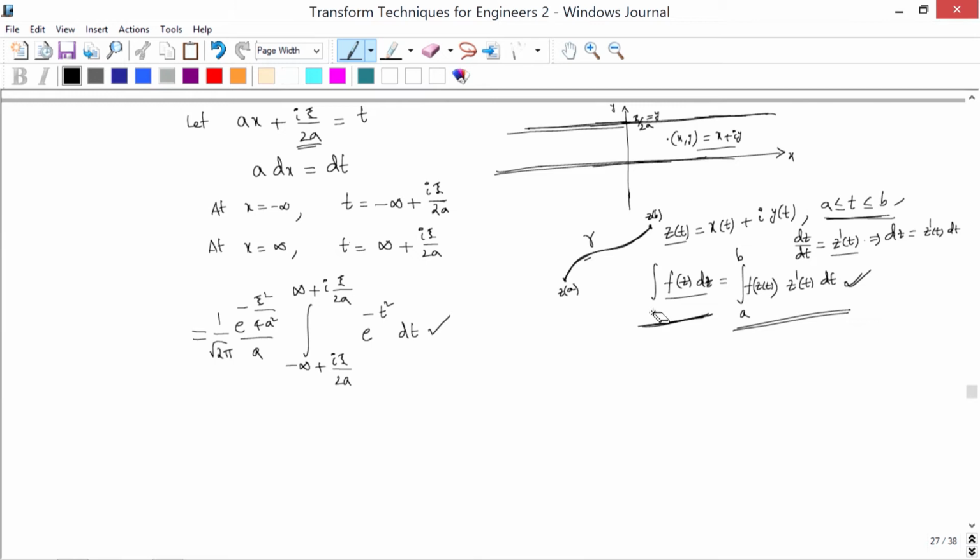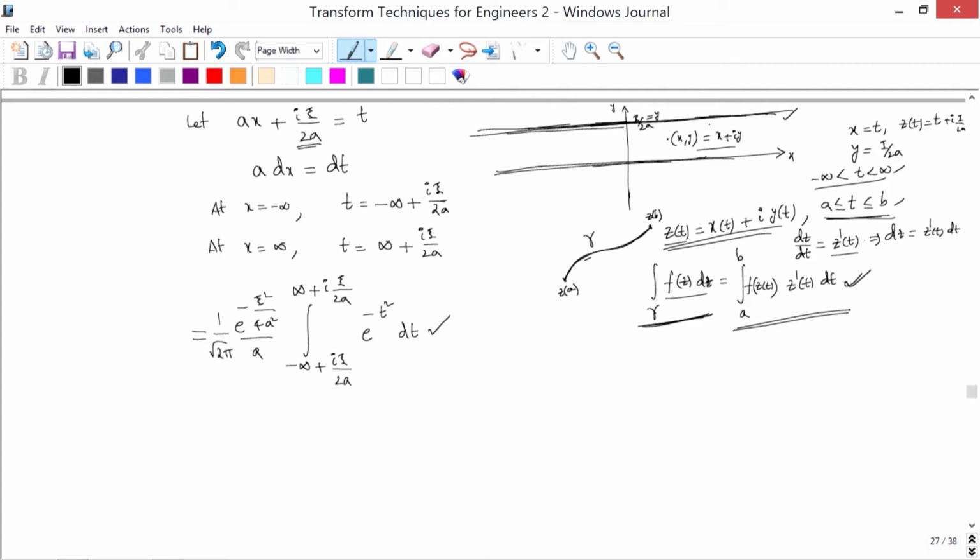For example, take this as your gamma. What is its parameterization? x equal to t, y equal to the constant xi by 2a, where t is between minus infinity and infinity. So z of t is t plus i xi by 2a, with t between minus infinity and infinity. That is the parameterization for this full infinite line, but you know only finite lines.